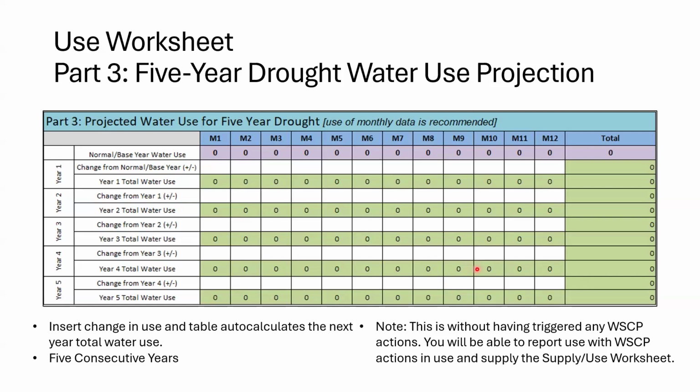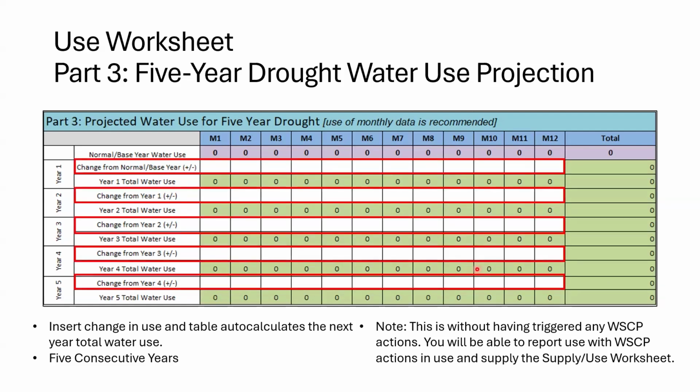Something to note is when you enter this data, this is going to be the data without having triggered any water shortage contingency plan actions. There will be a section in the last worksheet, the supply to use worksheet, where you can report any benefits from your water shortage contingency plan actions for use and supply, but you're not going to include that in these values here. So it's going to be happening at the end, just a note. And this applies for all parts of the use worksheet and supply worksheet.